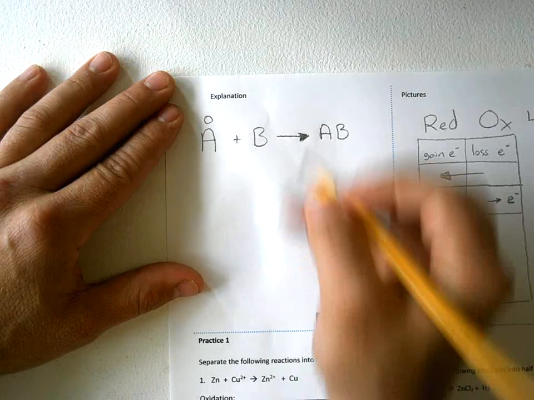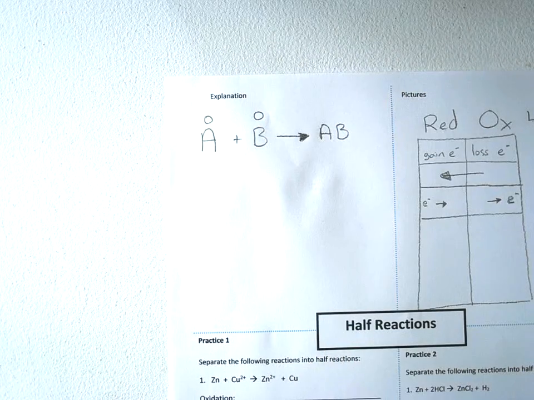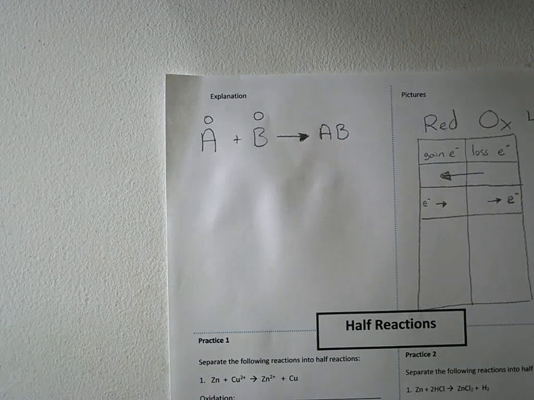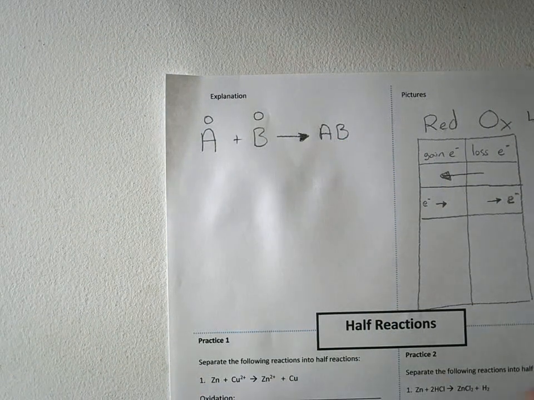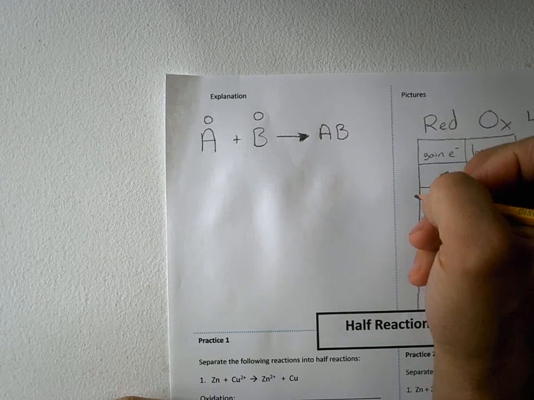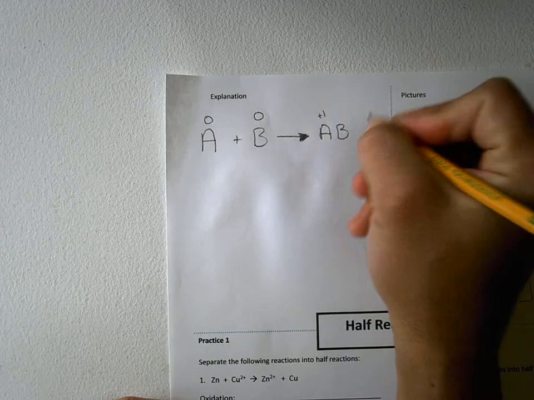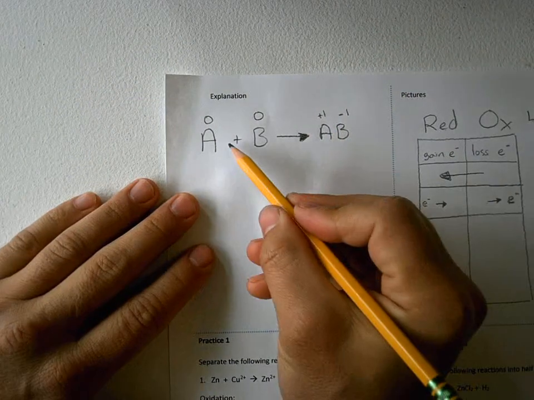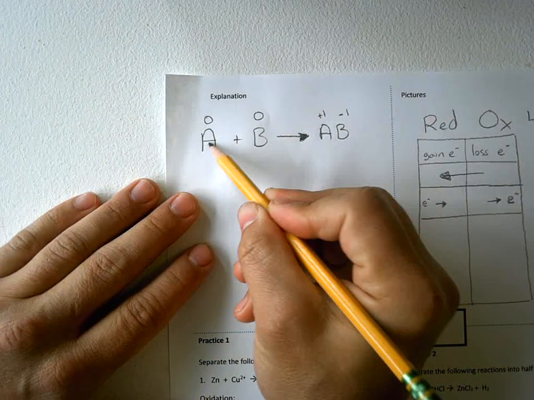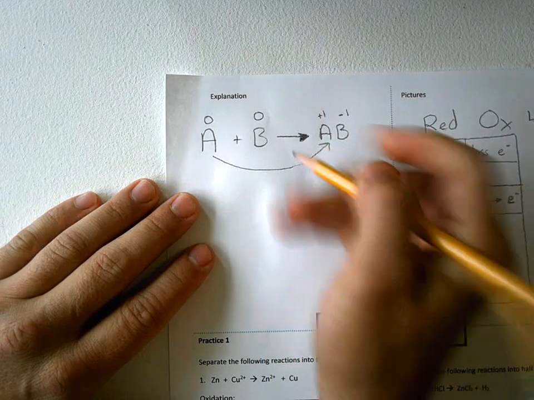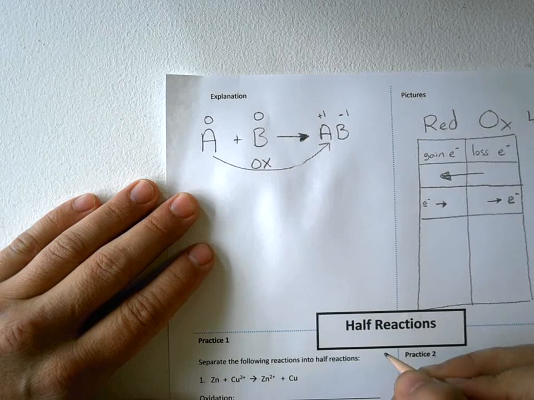What about the B over here? The B would also be 0 because it's an element. Now if this were an ionic compound, how would we guess what this is? Well, the oxidation states of ions that make up the ionic compound are just the same as the charge. So that means A would be a +1 and B would be a -1. Now, is something going up? Well, yeah, the A is going from 0 to +1. So the thing going up is being oxidized.